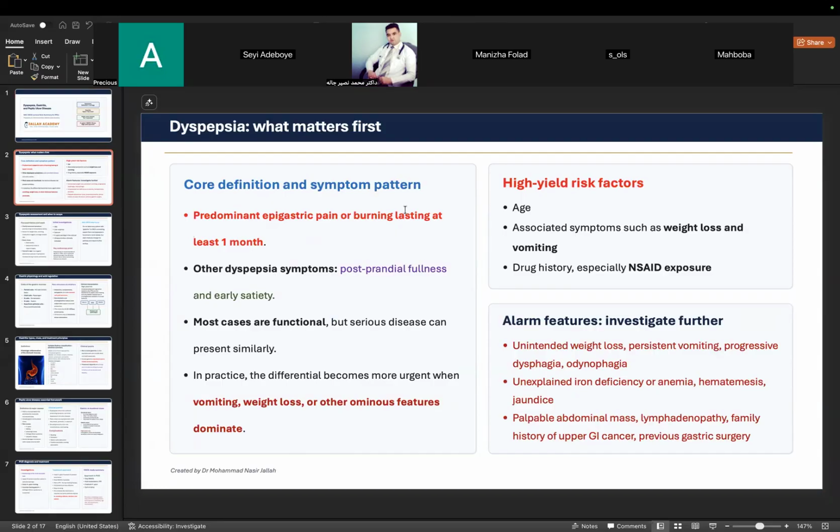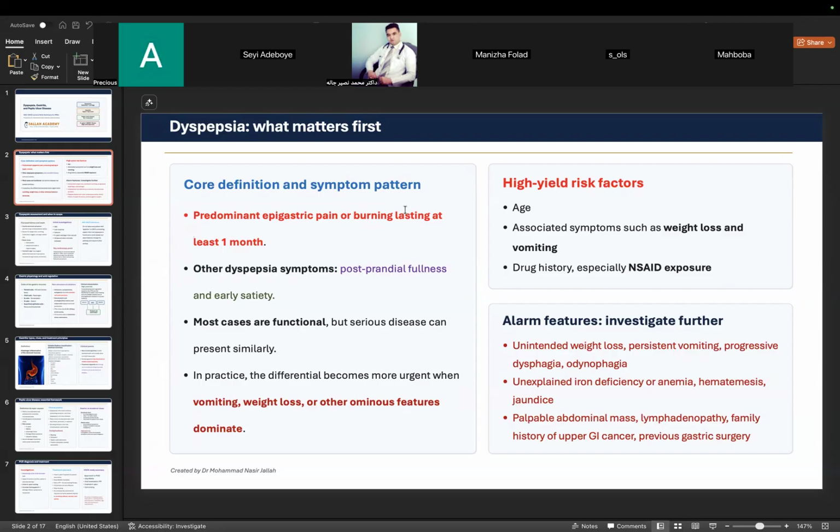Dyspepsia is the core definition and symptoms pattern is predominant epigastric pain and burning lasting at least 1 month. So remember that if they are going to test you about dyspepsia, they would definitely mention that the patient is having epigastric pain and burning, which the patient has been suffering for at least 1 month. This should give you an idea like what is the station and what I'm dealing with, and based on that, you map out your approach.